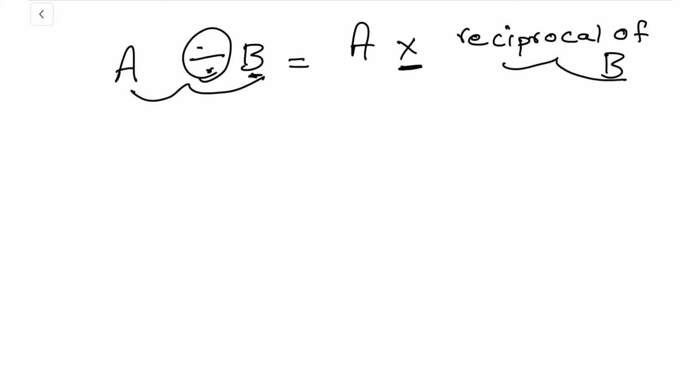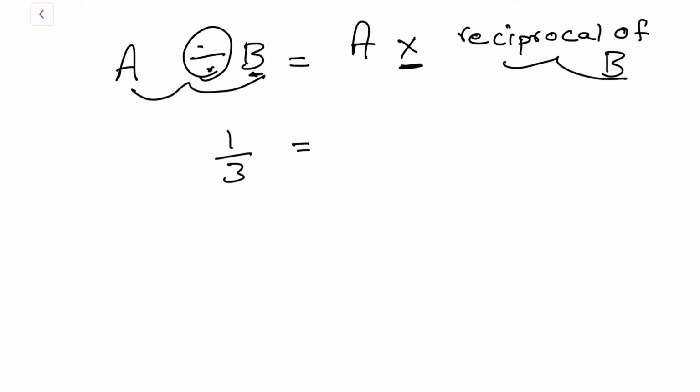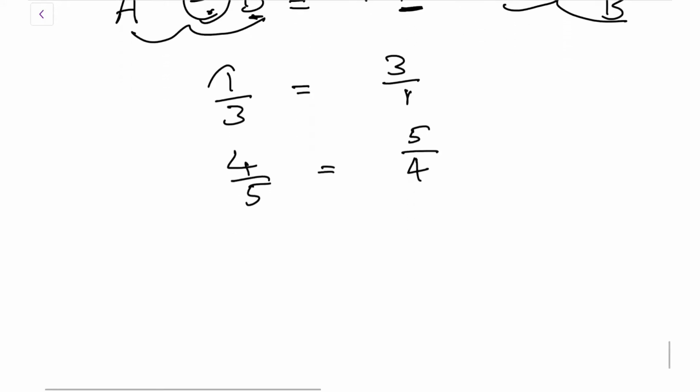Alright. So what is the reciprocal of 1 by 3? 3 by 1. That's right. What is the reciprocal of 4 by 5? It will be 5 by 4. Excellent. So the reciprocal of a fraction is just the inverse of the fraction. That is, the denominator becomes the numerator and the numerator becomes the denominator. That's it.